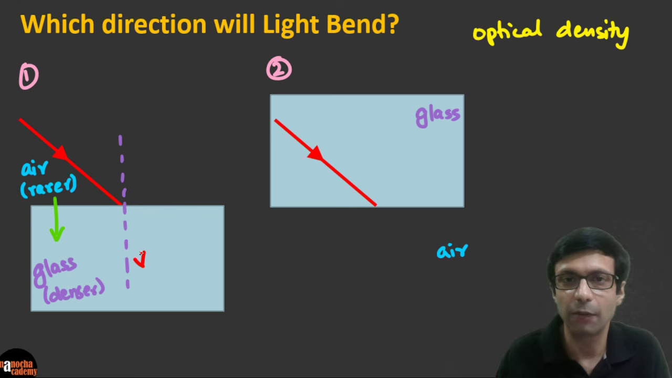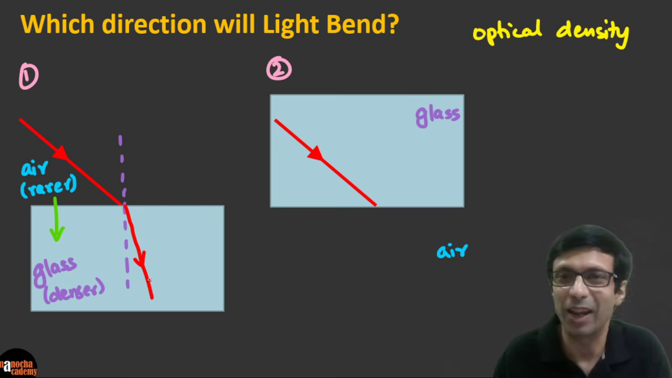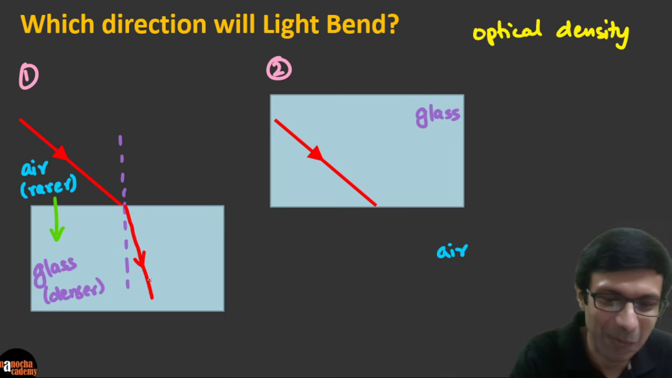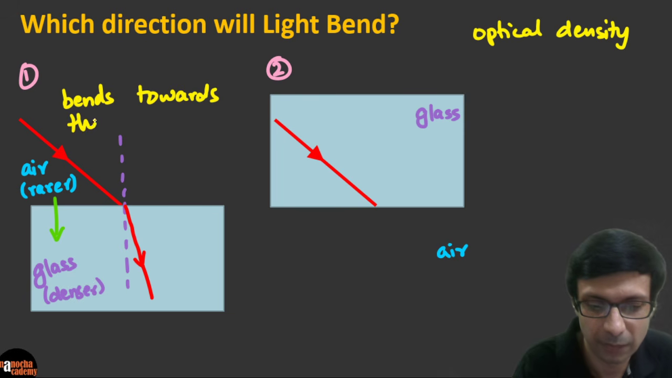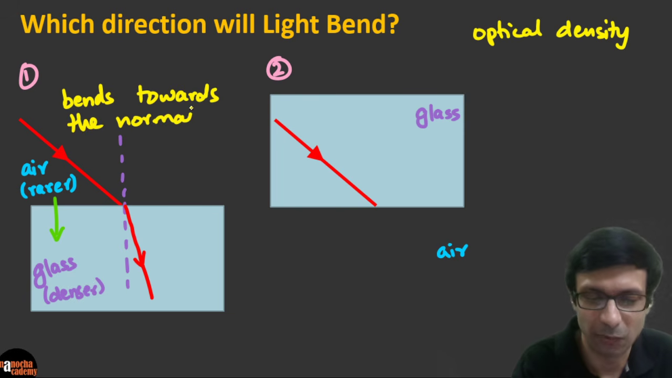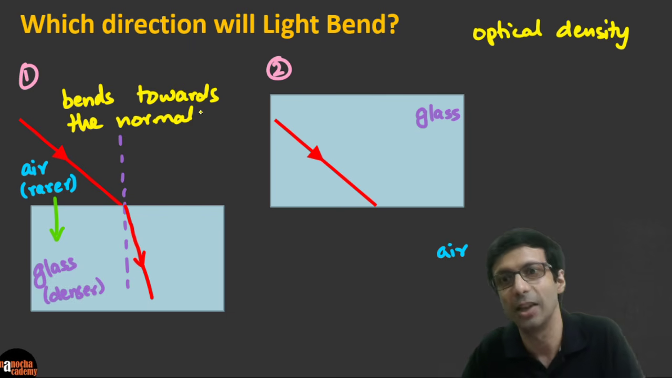Take a careful look. Oops, I'll draw that again. It disappeared, so let's mark it here. What is the rule? When it goes from a rarer to a denser medium, it bends towards the normal. Very important rule: when going from rarer to denser, it bends towards the normal.